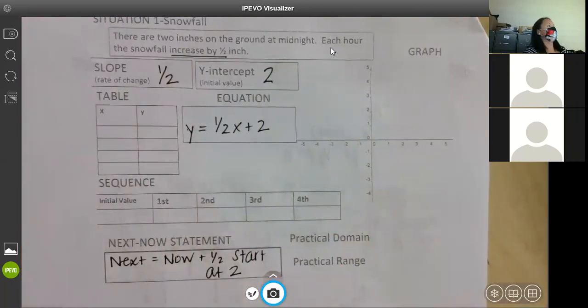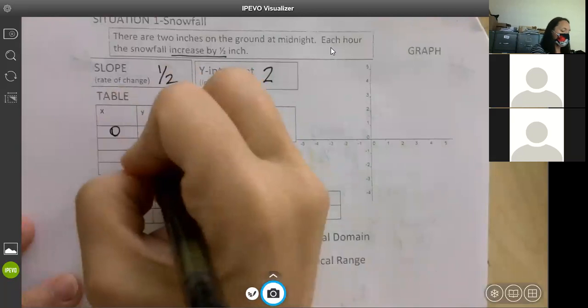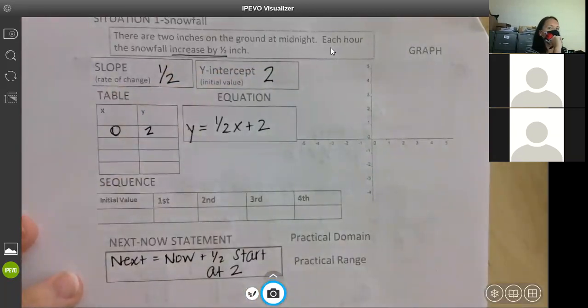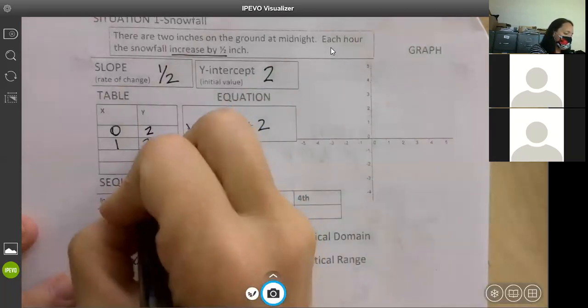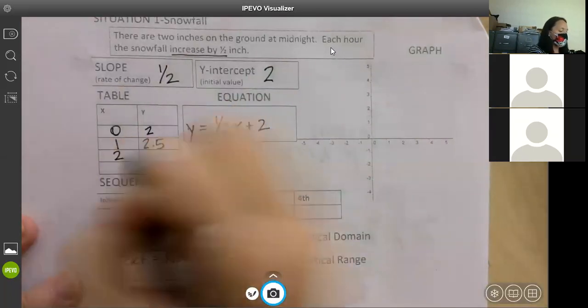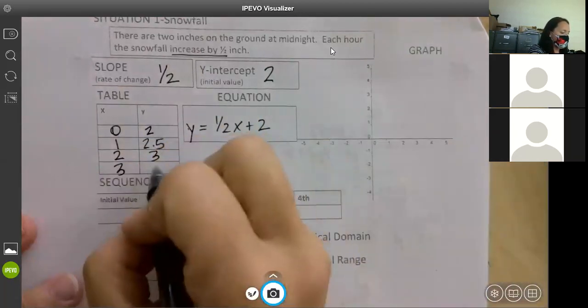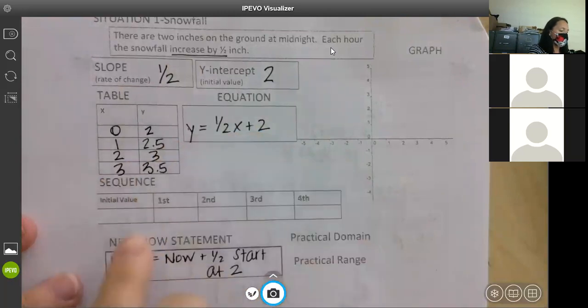Your table and your sequence are exactly the same. So your table, we started at 2. So 0 means you start. 2 is where you start. We're increasing by 1/2 inch. So at 1, how many inches would we have? 2.5. At 2, 3 inches. And at 3, we would have 3.5. Your chart is exactly the same.